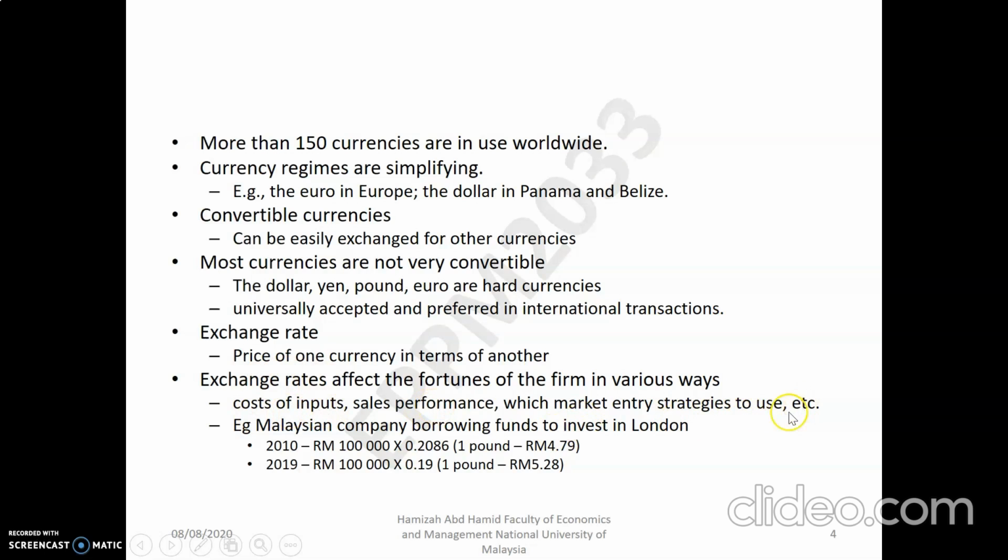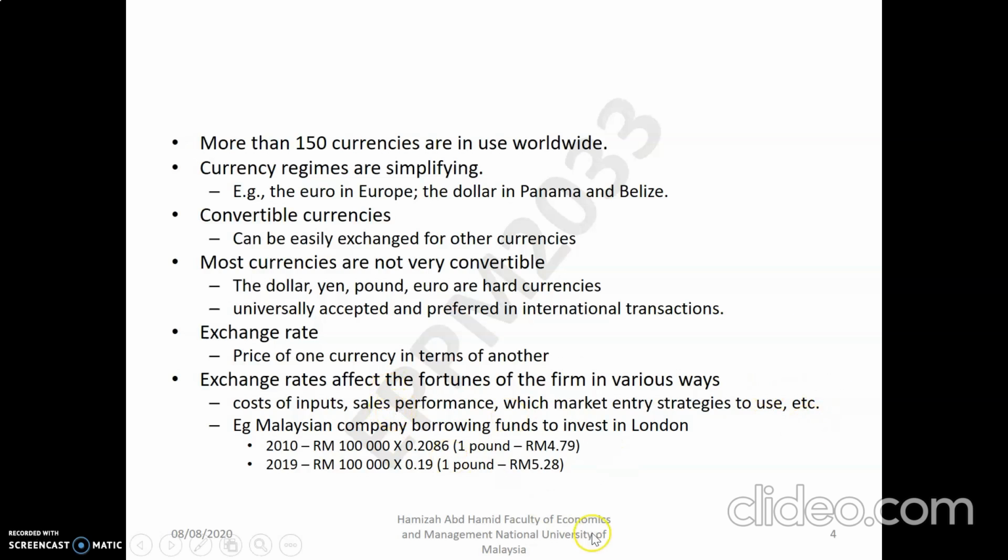For instance, if it is cheaper to export to a host country, usually the marketer or the firm will choose export. But if it's expensive, and if the currency is not so favorable, it is better for the firm to go for other more high commitment entry strategies.